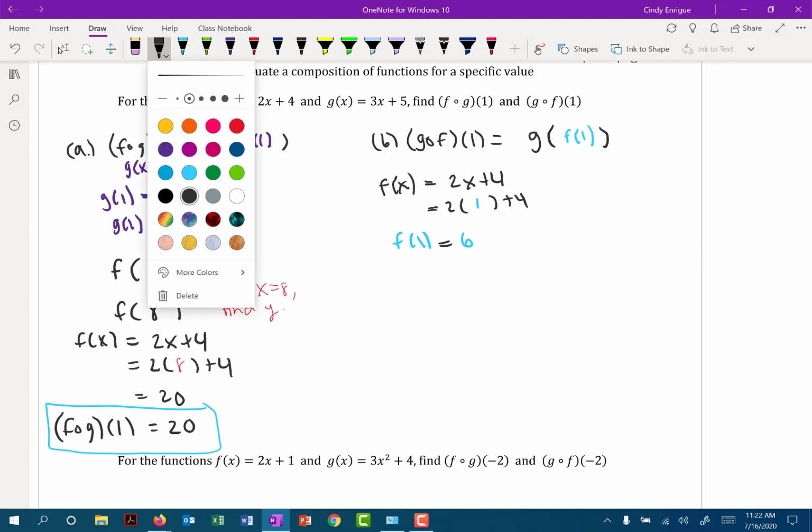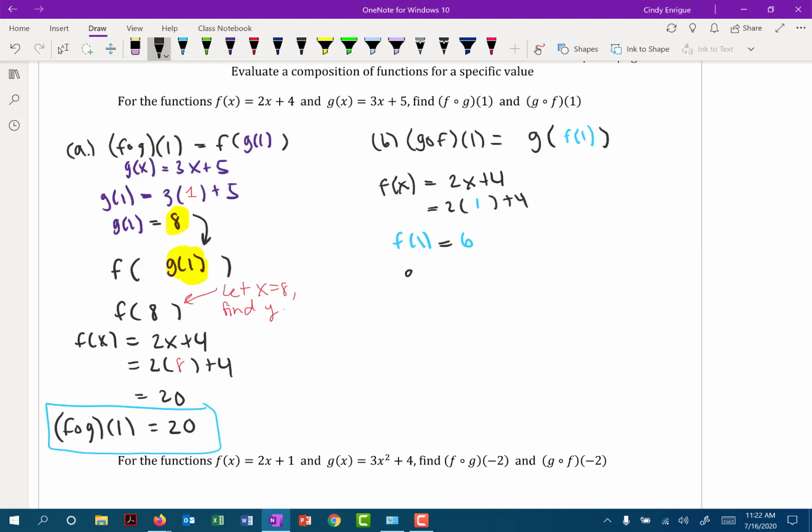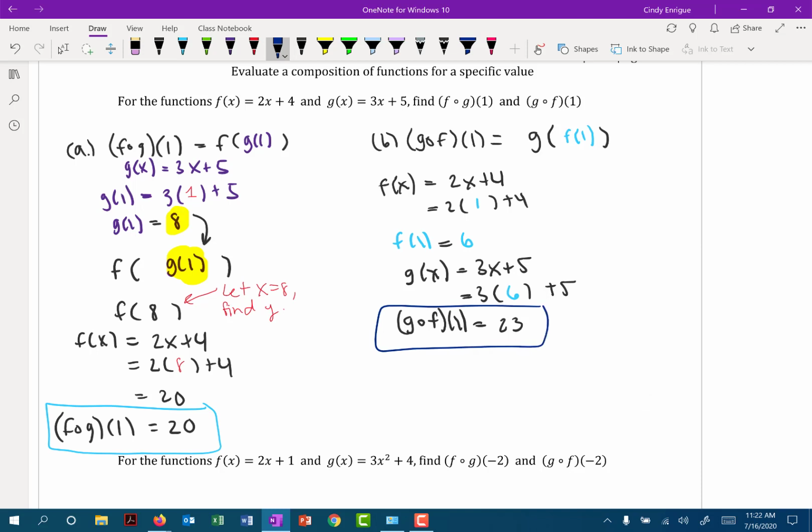So now you're going to look at your g function. So g function is equal to your 3x plus 5. So now I'm going to plug in that 6, and you're going to get 3 times 6 plus 5, which is going to be your 23. So you have that g composed with f with respect to 1 is equal to 23.